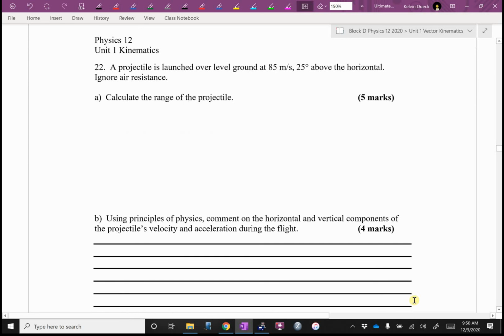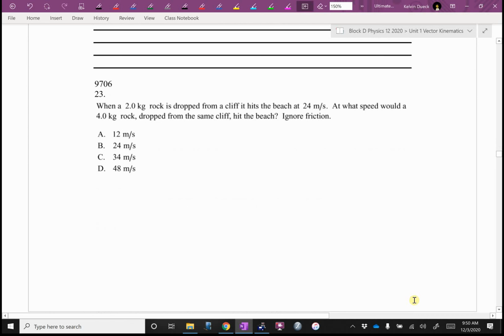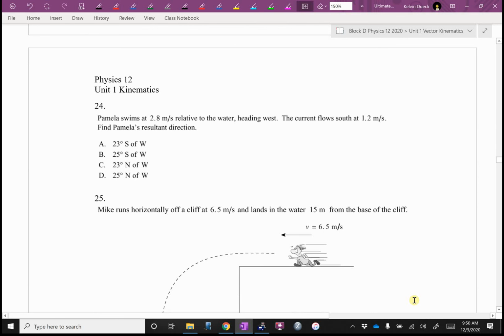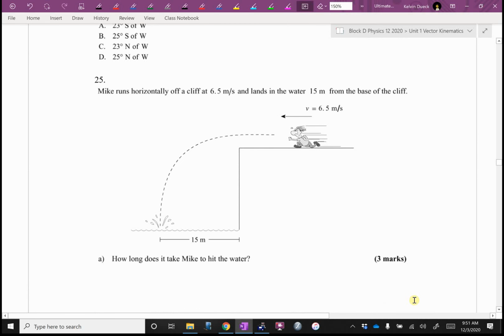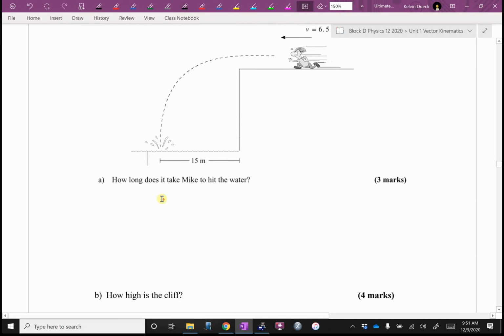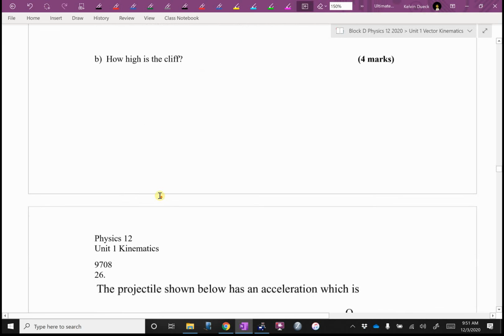I like 22. 23 is good. I like 24, so there's someone swimming in a river. Here's a horizontally from a cliff. Okay. This one's a little bit easier. Instead of giving you the height of the cliff, they've given you the range, dx. So when you make your t-table, you'll have a dx, which I think usually means you don't have a quadratic to deal with and makes things much nicer. Find time and then find the height.